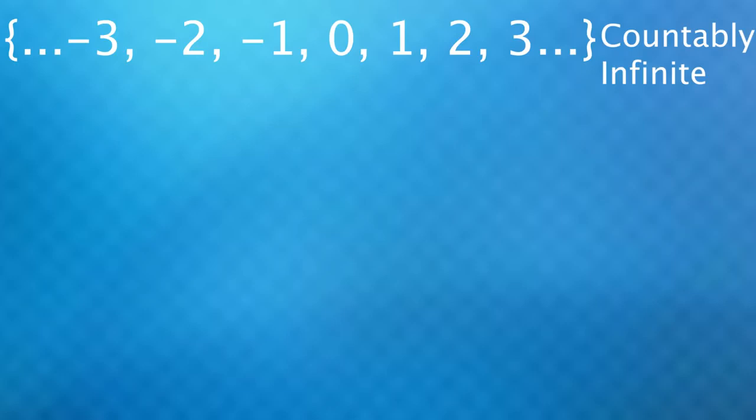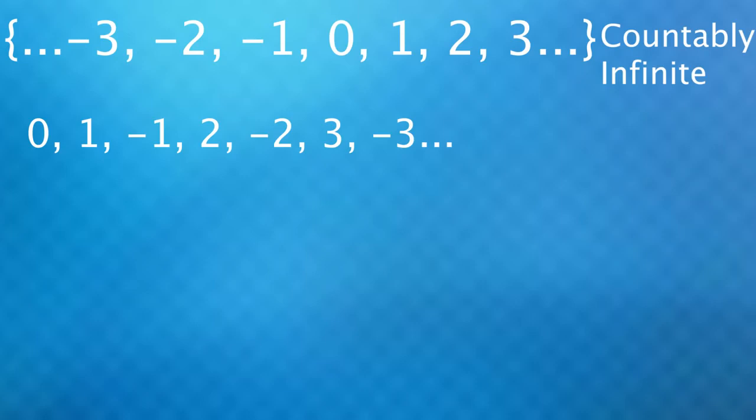I could put these in order such that I have 0, then 1, then -1, 2, then -2, 3, then -3, and so on. If I keep going, I would eventually hit any integer you could name and I would not skip anything. Another way to think about this is I can assign a natural number to every element of the set without skipping one.